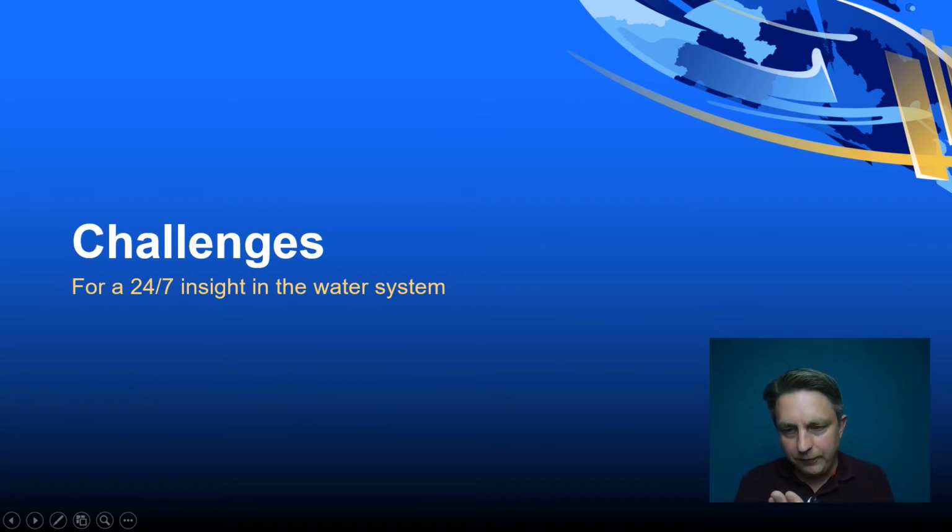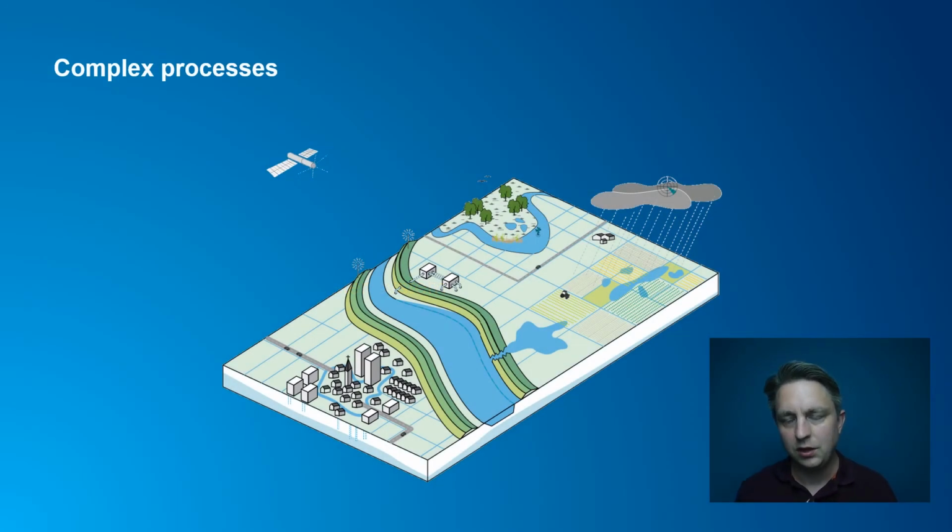So if we combine these trends and our ambition to have a 24/7 insight in the water systems, there are a few challenges we are facing. First of all, we are looking at the complex processes involved. Of course, in GIS nowadays, you have more and more information about the outside world. You know where the buildings are, you know where the cities are, you know where the channels are located. You might even know the width of the channels. You might know the exact locations of the levees, the dikes.